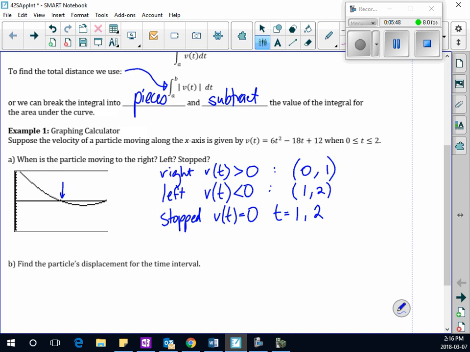Okay, so now we're going to find the particle's displacement. Displacement is what now?